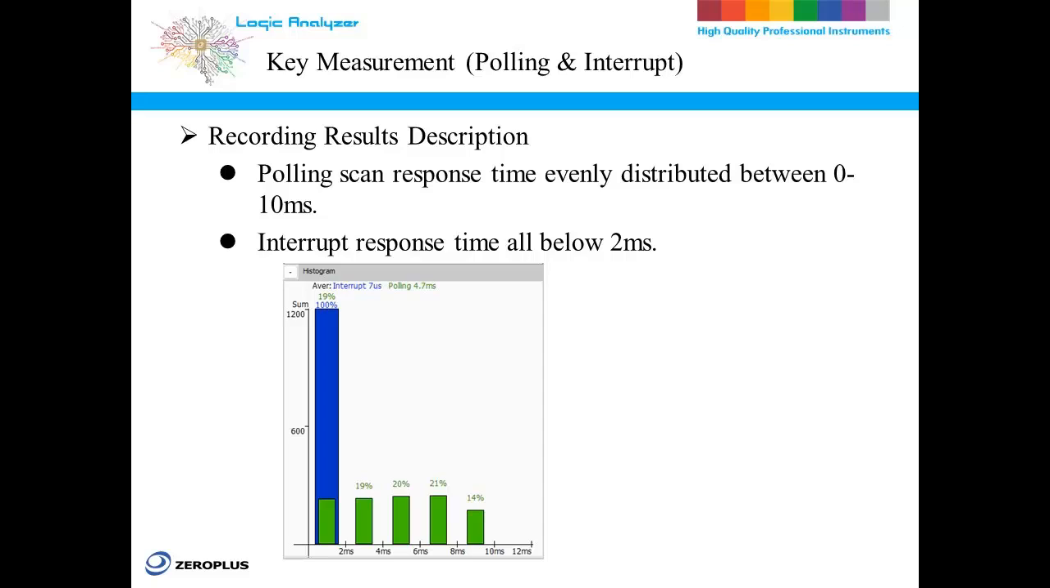Next, let's take a look at the recorded results. In polling scan mode, the response time is evenly distributed between 0 and 10 milliseconds, which is actually pretty normal and shows the stability of the scanning process. However, in interrupt mode, all response times are below 2 milliseconds, with an average response time of 7 microseconds. That's really impressive and shows just how fast the interrupt method responds.